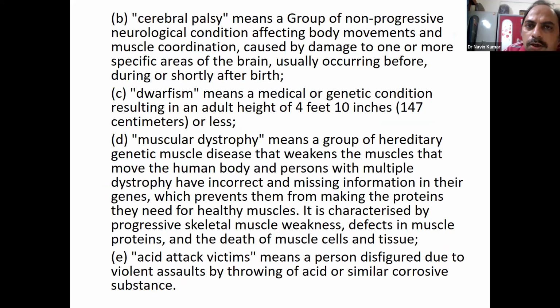Then cerebral palsy, which is a neurological condition we already know. I'm not going to define it. Dwarfism, which means height is less than 4 feet 10 inches. Muscular dystrophy, that also we know. And a new condition has also been included, acid attack victims. I preferably use acid attack survivors, but officially it is acid attack victims. So it means a person disfigured due to violent assaults by throwing of acid or similar corrosive substance.